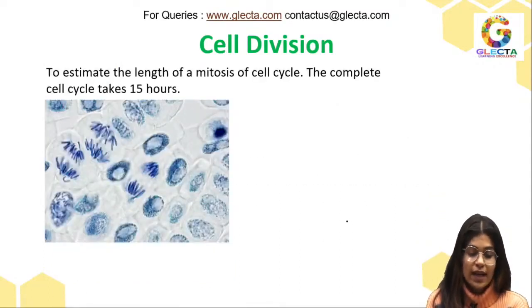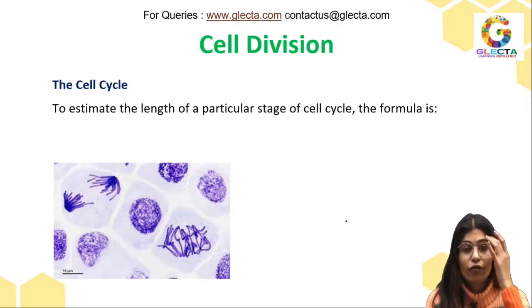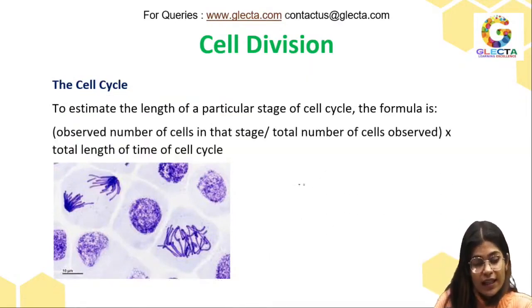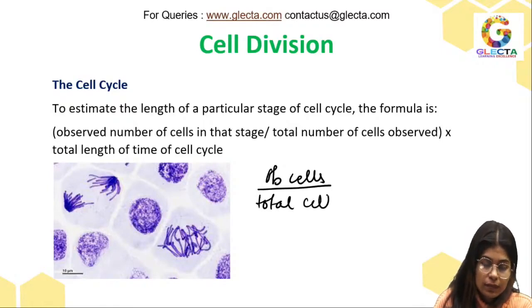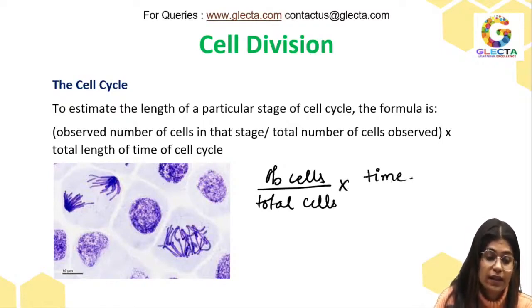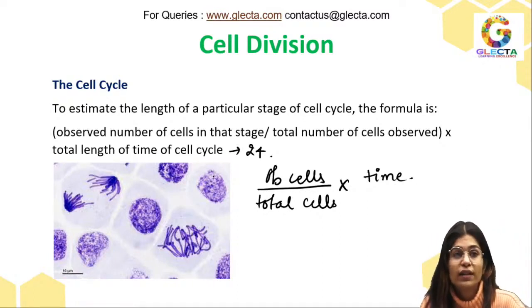Now, here's the formula. The formula says observed cells in mitosis divided by the total cells on the slide, times your time, how long the cell cycle is. Let's say the cell cycle is 24 hours. Right? Now how would you count the number of cells?